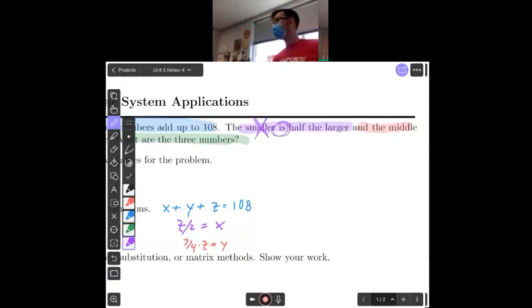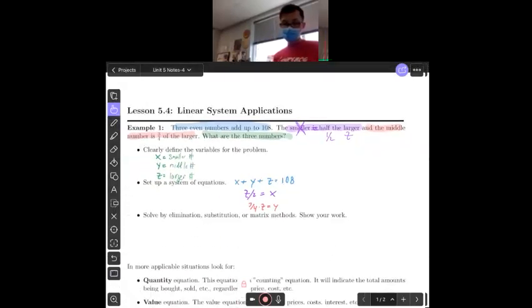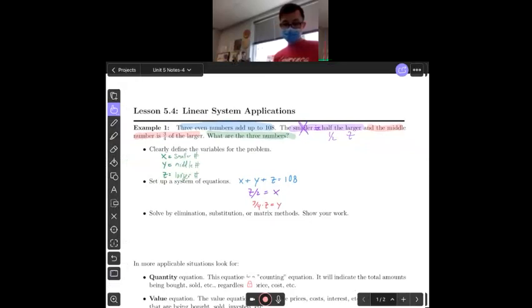What's this word here mean? Equals, so X equals half the larger. Well, what's larger? Z. Okay. And then when you go in to read the next one, the middle number, well, what's the middle number to us, right? Why was it so important that we do this first? Because now that I see middle number, I say, well, that's Y. So Y equals 3/4 Z, right?